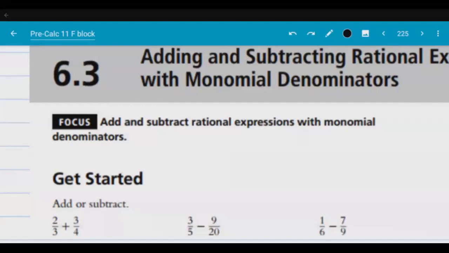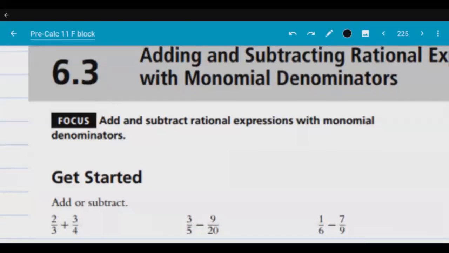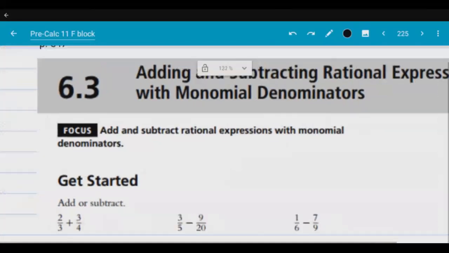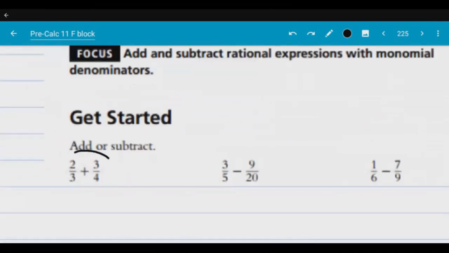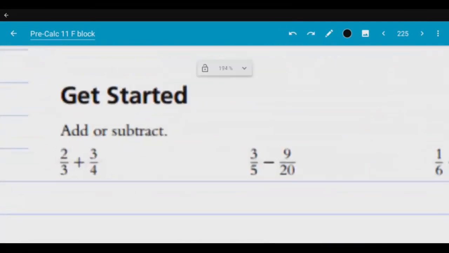We are now on 6.3 and we are going to be starting with page 547. So we are going to be adding and subtracting rational expressions with monomial denominators, meaning the denominator is sort of simple, it's just a monomial. But let us start with practicing with fractions because these are actually rational expressions. So we need to find a common denominator. That's what we need to be doing when we're adding, whether it's just numbers or rational expressions.